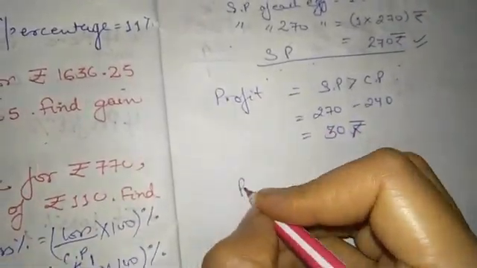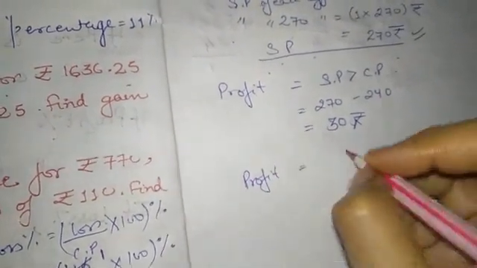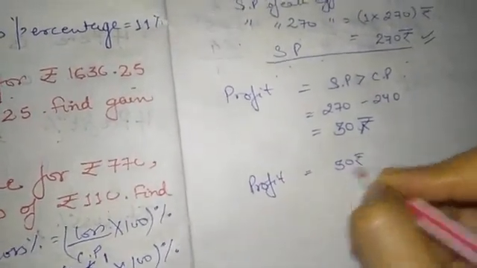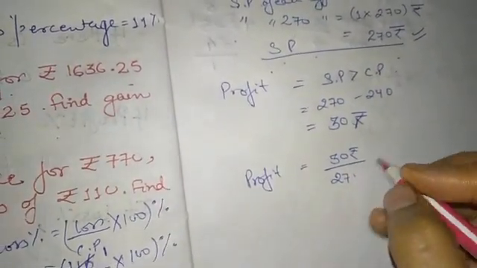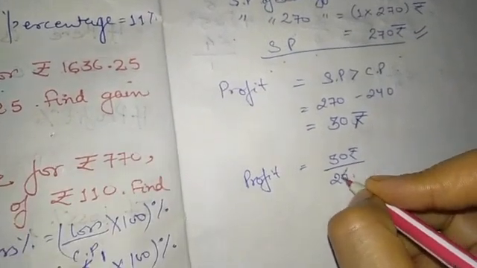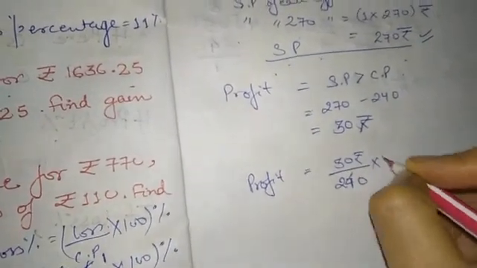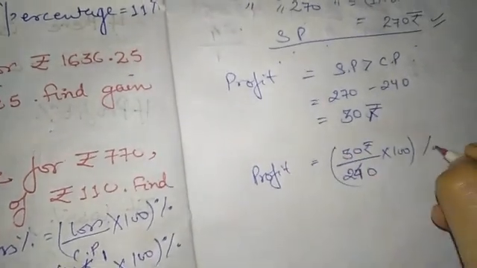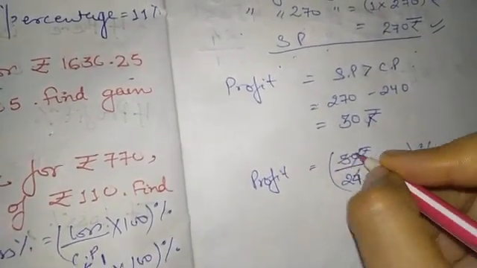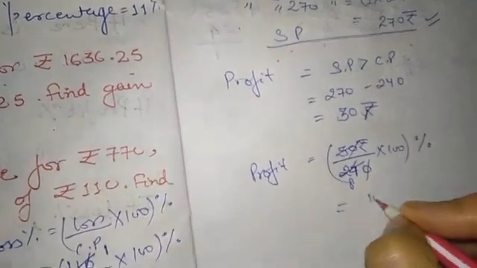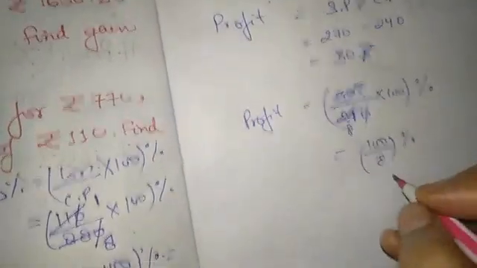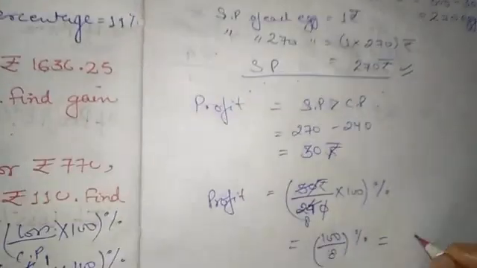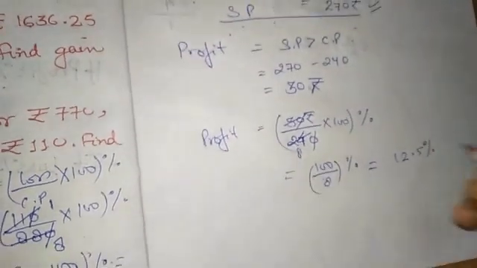If I tell you to find the profit percent, in that case what will you do? In the same way, profit upon cost price, that was 240, into 100 with a percentage sign. 8. 100, I told you in the last question, 100 divided by 8 is equal to 12.5%.